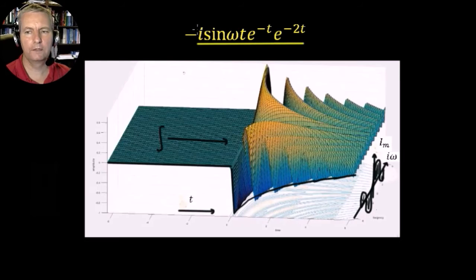So equally, we can take the e to the minus t times e to the minus 2t and modulate the minus i sin omega t surface, and you can see this being modulated here. And again, if we were to integrate in this direction, which is the t-axis, we would get the purely imaginary part of one slice of the Laplace surface.